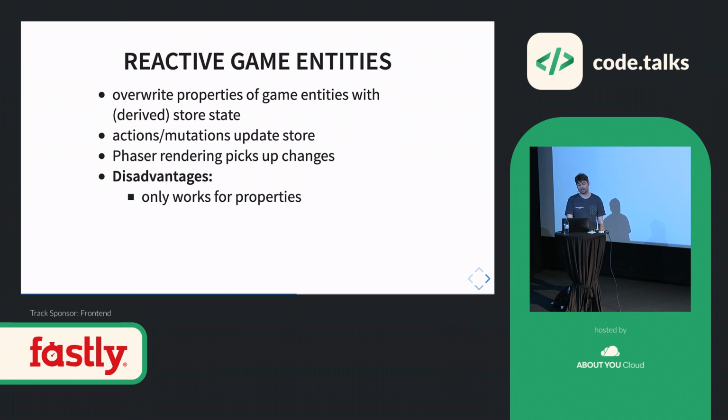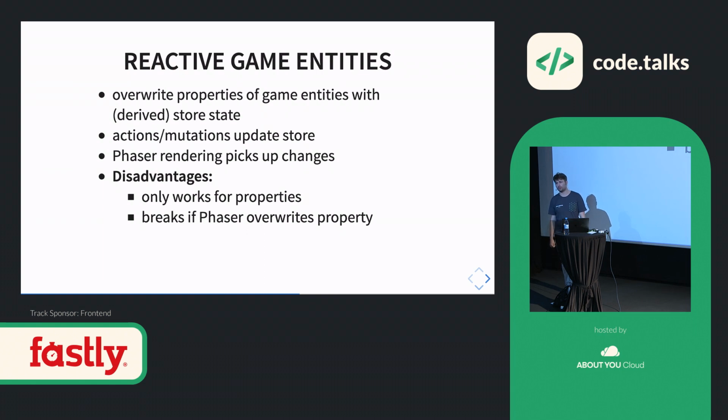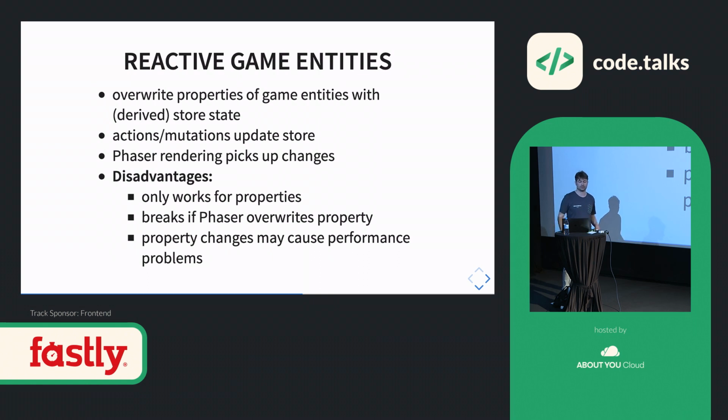I mean, you can do some hacks to make it work for methods, but Phaser has some methods that change derived data. For example, you can change the mass of an object, and then that changes different other objects of that physical body that is attached to the game entity. And that's more difficult to build in this way. Also, it breaks if Phaser chooses to override a property later on. I've never come across a situation where that actually happened, but it's technically possible because Phaser doesn't know that you provide your own property on Phaser's object.